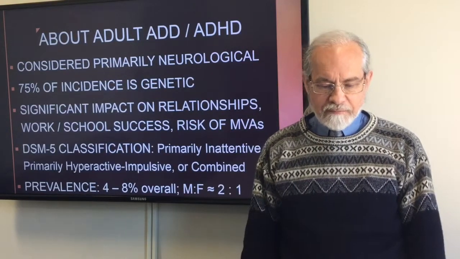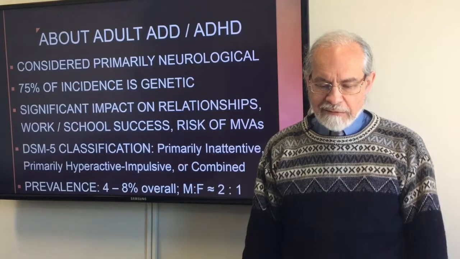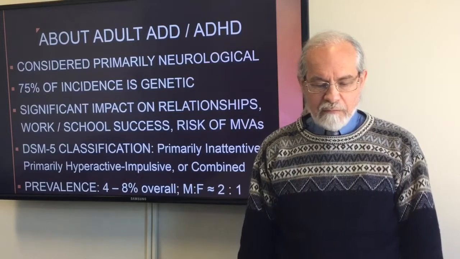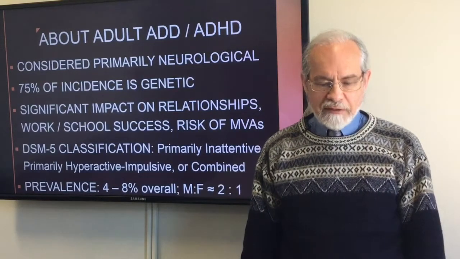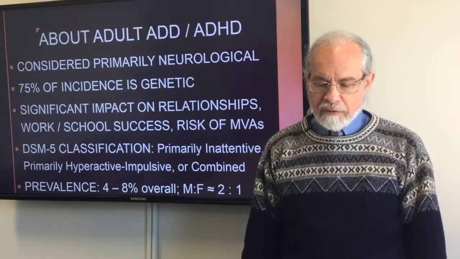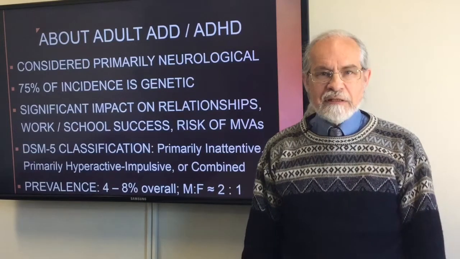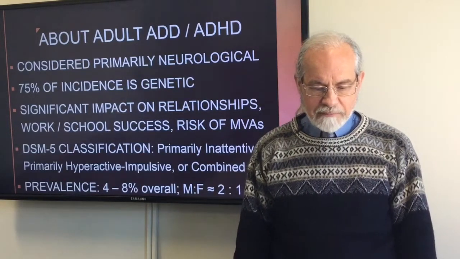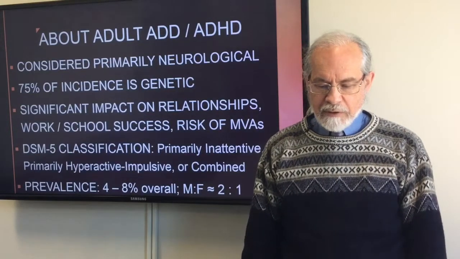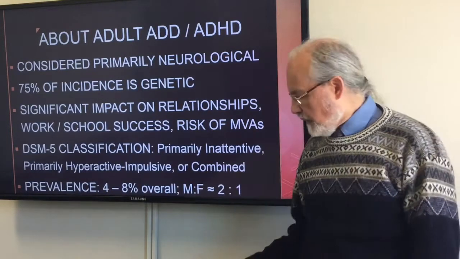also endanger them. As you probably know, the DSM-5 recognizes subcategories of primarily inattentive, primarily hyperactive impulsive, or combined. Most adults you encounter are going to have the primarily inattentive subtype, and the treatment is the same for all subtypes. You will definitely see more adult men than women with the condition, with a ratio of about 2-to-1 males to females.